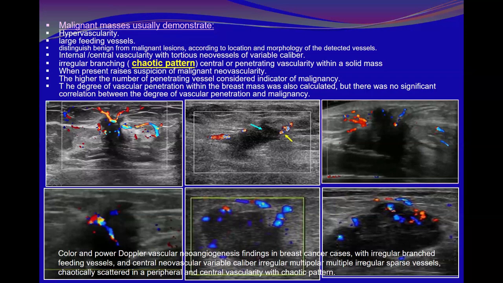Okay, here we can see different examples from the literature demonstrating the malignant pattern of vascularity. It's hypervascular with large feeding vessels, irregular branching, interrupted, and central new vascularity, irregular, chaotic, scattered, peripheral, central. All of the malignant-appearing new vascularity can be appreciated in these examples. We can see the vessels coming to the margin, penetrating vessels, or these irregular feeding vessels, but interrupted inside, suggesting that this is most likely scirrhous type breast cancer, especially as it is spiculated.